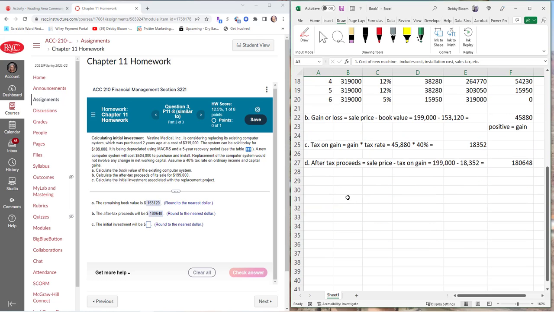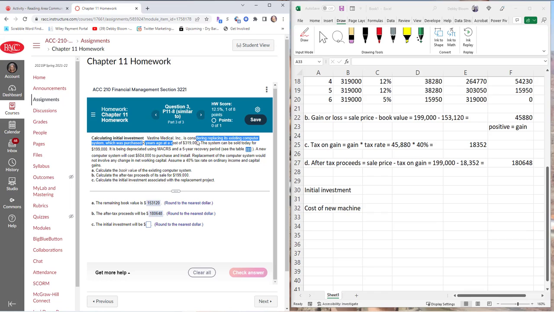So scrolling down to answer the final part, Part C, the initial investment. We have the cost of the new machine. That is given to us in the problem at $319,000. I'm sorry, that's the old machine. It will cost $504,000. I just looked at the wrong number. The cost of the new machine is $504,000, including the installation cost. So I'm going to put in a negative $504,000.